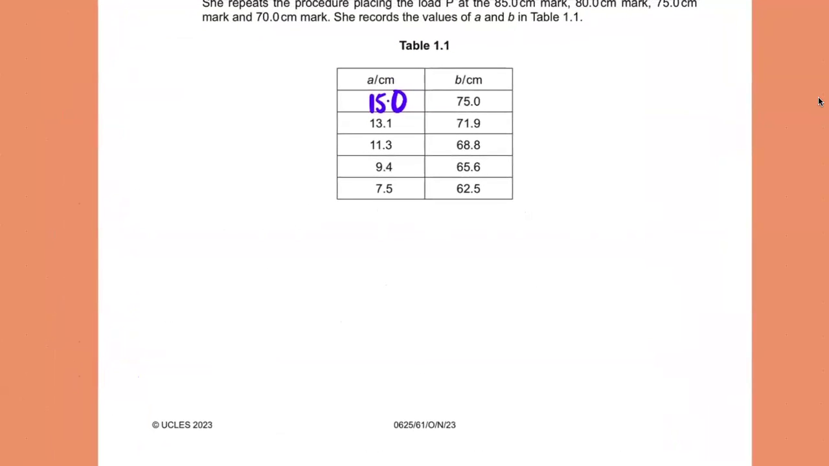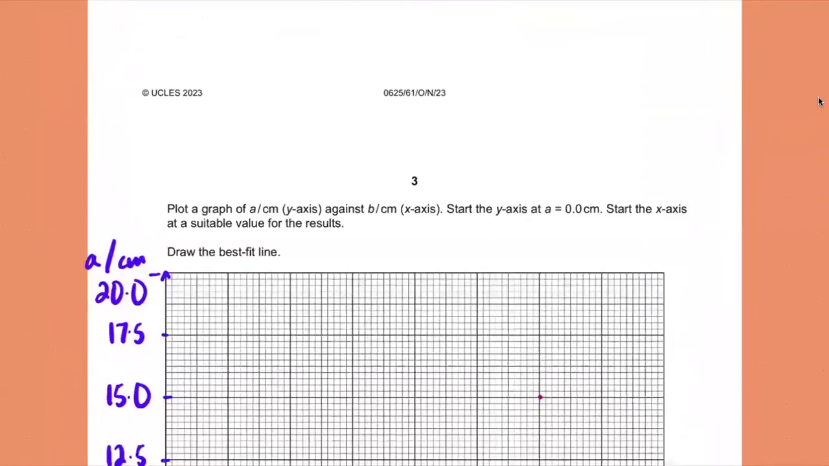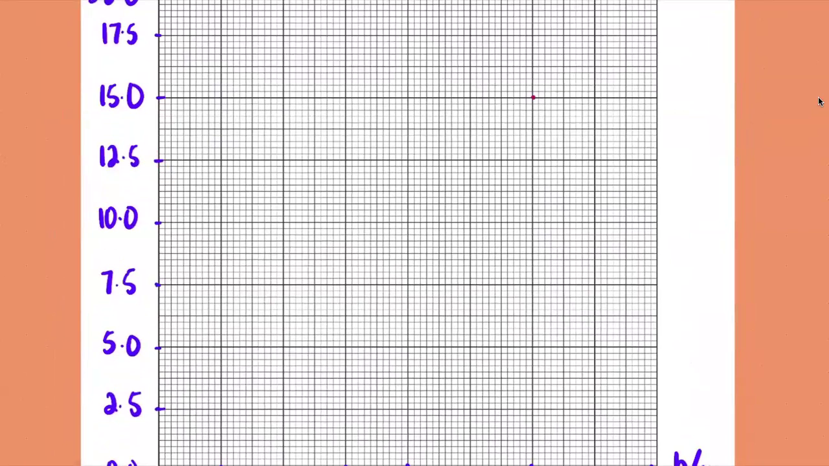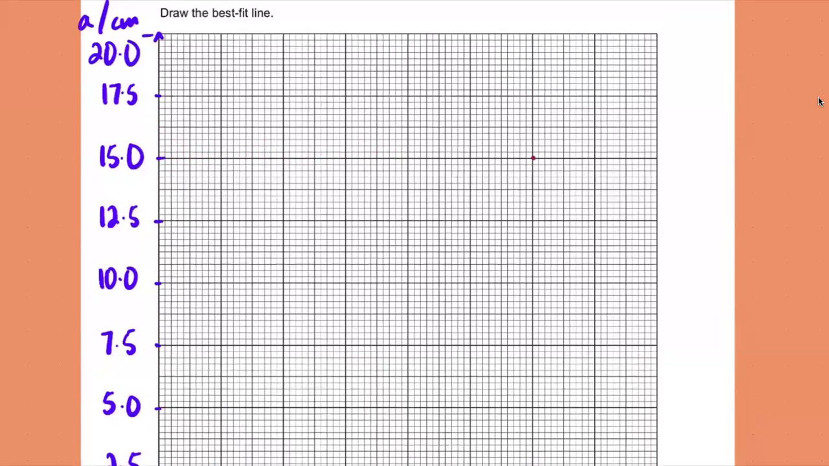A is 13.1, B is 71.9. So 13.1. All right, so this would be 13, 13.5, 14, 14.5, 15. So this is not right, obviously. This means that this would have to be stretched out twice. So each two boxes are 0.5. So 13, 13.5. Now, because I want to plot 13.1, this is slightly above the 13 line.